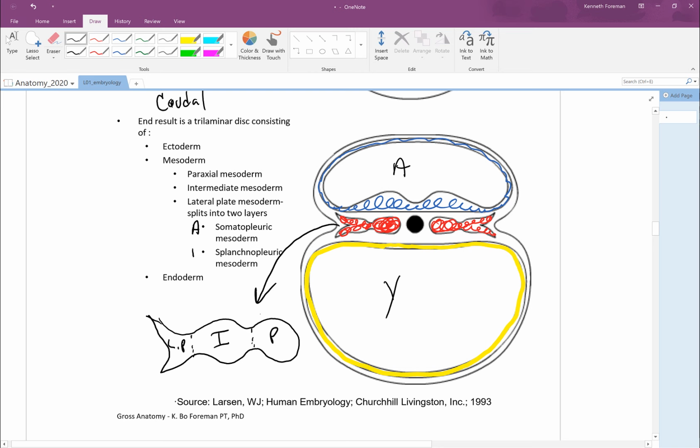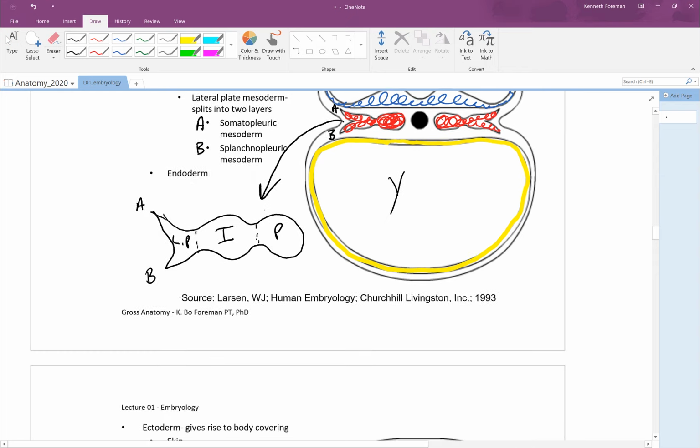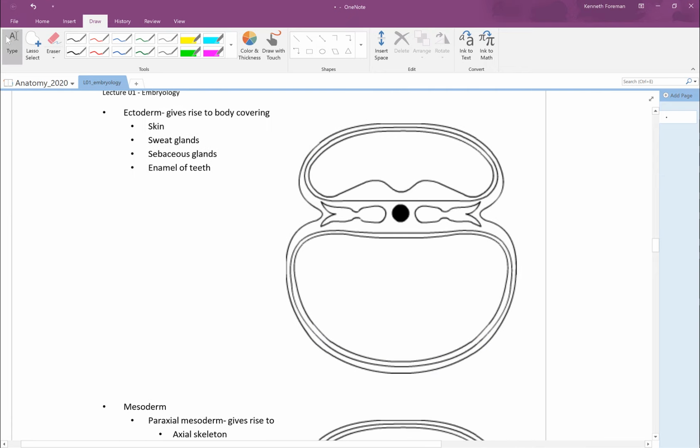But then we have these two divisions of that lateral plate mesoderm. Somatopleuric, soma meaning body, and splanchnopleuric, splanchno meaning like gut tube, guts, mesoderm. So the somatopleuric is going to go along the ectoderm, on the ectoderm side, and this splanchnopleuric is going to go towards the endoderm side. So you can see that here, A and B. So let's go through each of these individual layers. The ectoderm, which I've colored in blue.